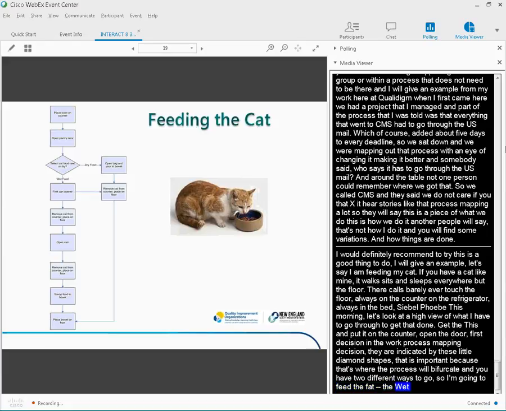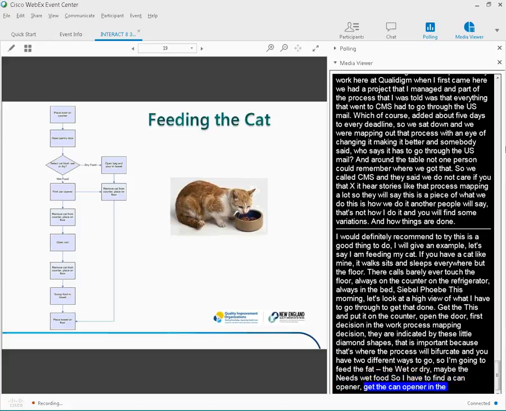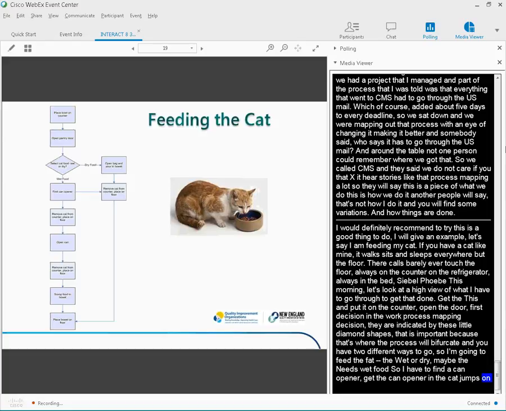I'm done. But maybe the cat needs wet food, having some problems with his little kitty cat teeth. So now I have to find a can opener. I got to get the can opener, cat jumps on the counter, put the cat on the ground. Open the can, cat jumps on the counter, put the cat on the ground. Scoop the food in the bowl, cat jumps on the counter, put the cat on the ground, put the bowl on the ground.